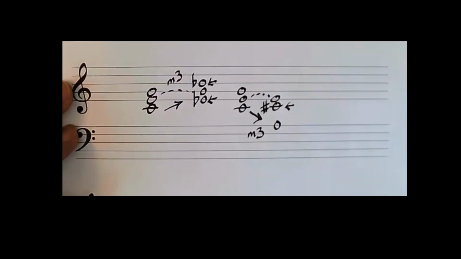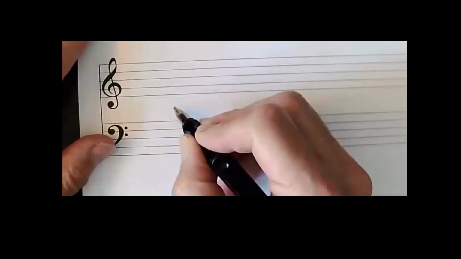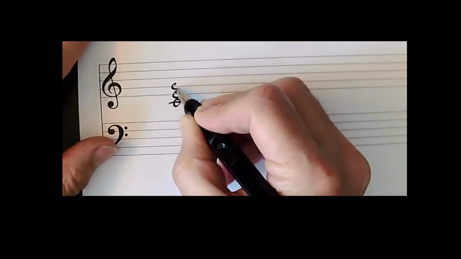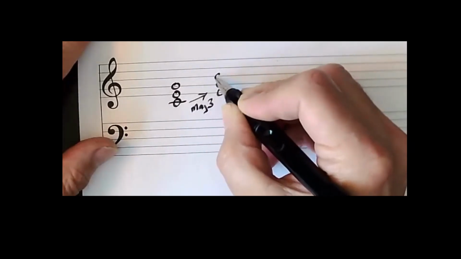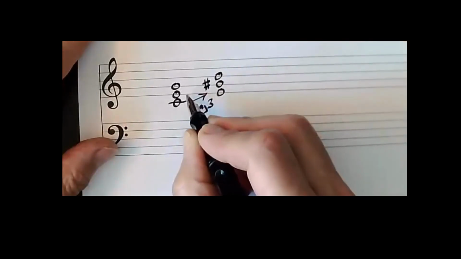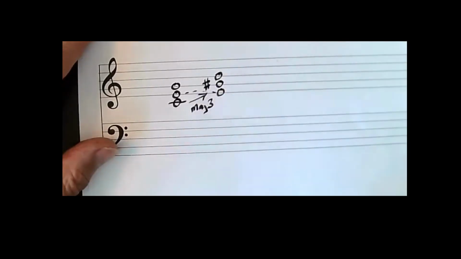We can try the same effect by moving up a major third rather than a minor third. In this case, the C major triad would move to an E major triad. Notice again a common tone, E natural in both chords, and a chromatic conflict between the G and the G sharp.